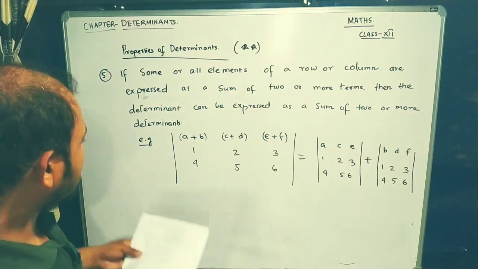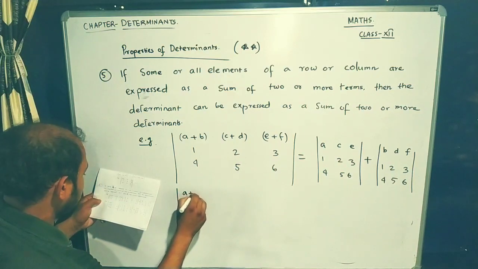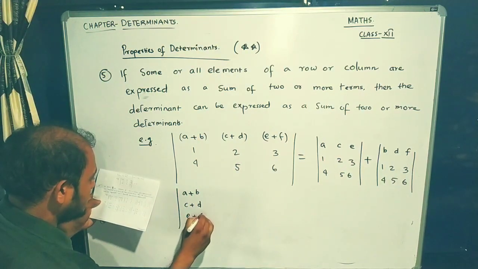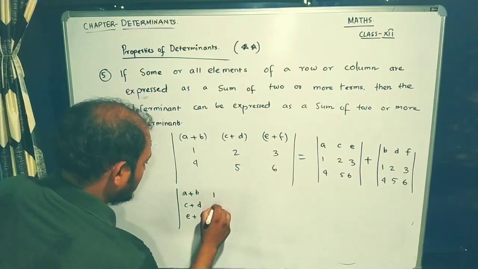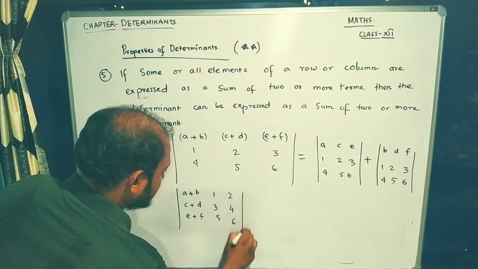Another example, if I take this one, let us say we have a plus b, c plus d, e plus f, then 1 3 5 2 4 6.